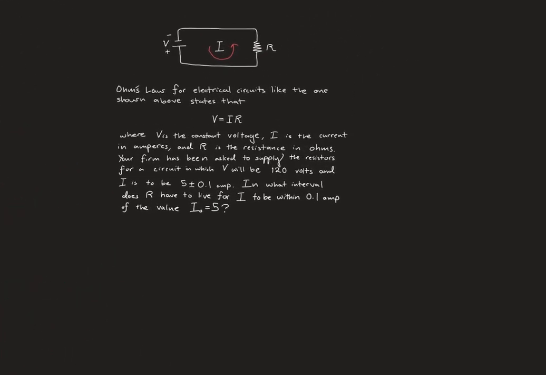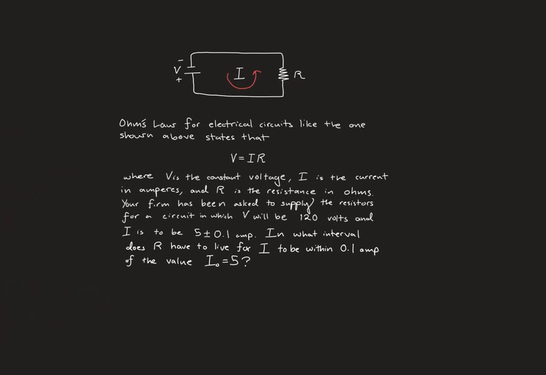We're going to talk about circuits and Ohm's law. Ohm's law for electrical circuits, like the one shown above, states that V is equal to IR. This is what a circuit looks like. We have some sort of voltage source right here. The current, that's what I is, moves around in the counterclockwise direction. And at the other side of the circuit, there is some sort of resistor. V is the constant voltage, I is the current in amperes, and R is the resistance in ohms.